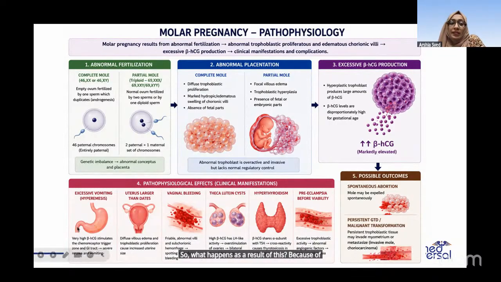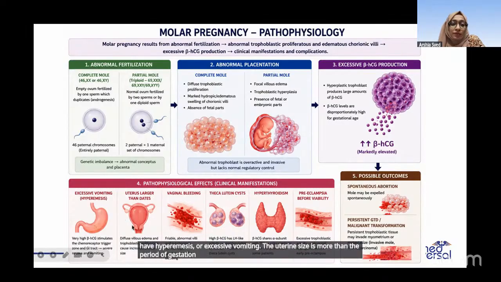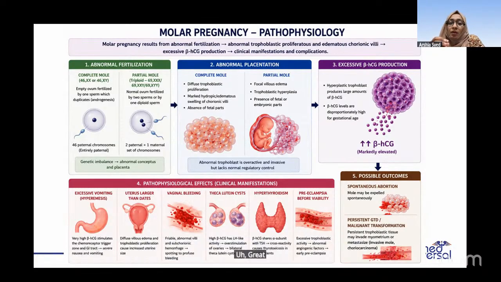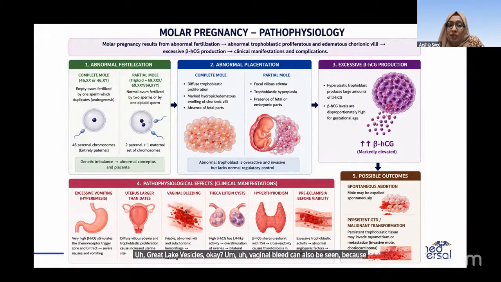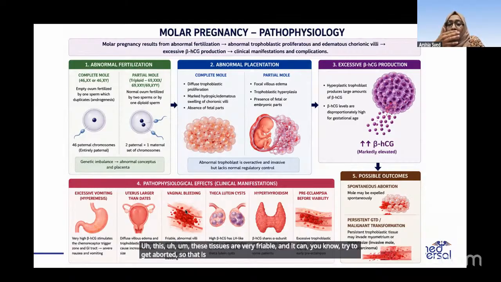As a result of this, because of excessive beta HCG, they can have hyperemesis or excessive vomiting. The uterine size is more than the period of gestation because it is full of those rapidly dividing grape-like vesicles. Vaginal bleed can also be seen because these tissues are very friable and can try to get aborted. That is when profuse bleeding can be seen.